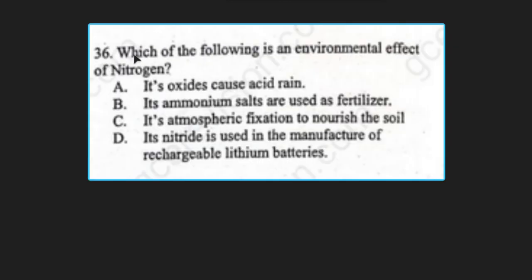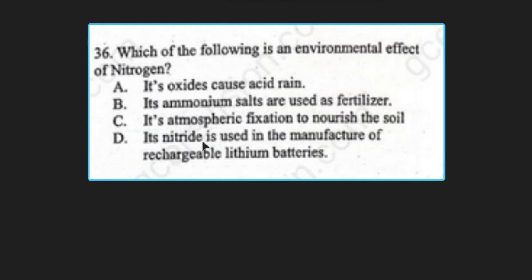Question 36. Which of the following is an environmental effect of nitrogen? A. Its oxides cause acid rain. That's true. B. Its ammonium salts are used as fertilizers. C. Its atmospheric fixation to nourish the soil. D. Its nitride is used in the manufacture of rechargeable lithium batteries.